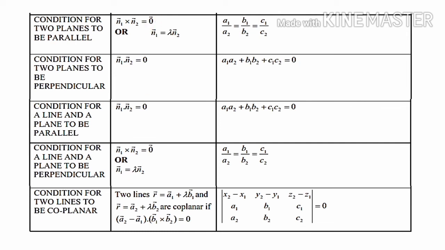Then next one, condition for two lines to be coplanar. The condition is vector a2 minus vector a1 dot vector b1 cross vector b2 is equal to 0. This is the vector form. And if it is in Cartesian form, determinant x2 minus x1, y2 minus y1, z2 minus z1, a1 b1 c1, a2 b2 c2 is equal to 0.